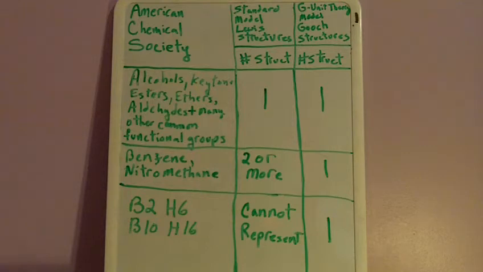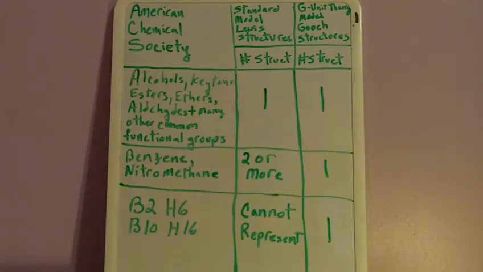In the case of alcohols, ketones, esters, ethers, aldehydes, and many other common functional groups and simple molecules like ethane, methane, etc., the standard model Lewis structures give exactly one structure for these functional groups and molecules. Gravitational unit theory molecular model Gooch structures give exactly one structure for these functional groups and molecules also.